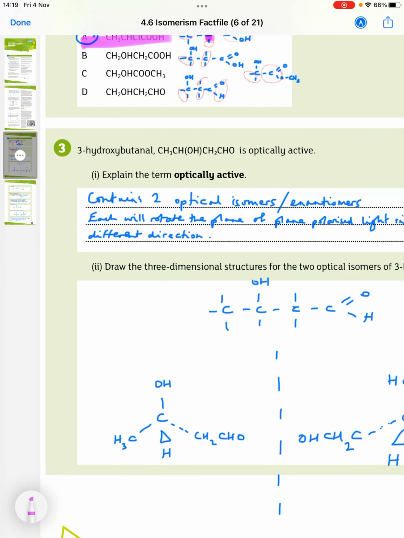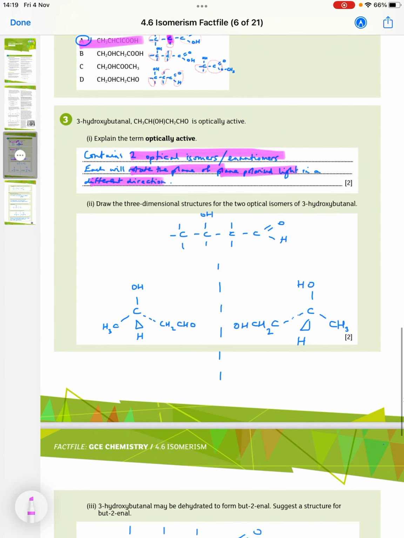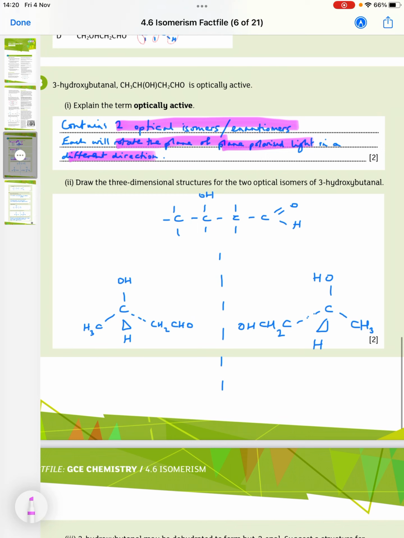Now question 3, 3-hydroxybutanol, and it gives you the formula there, is optically active. Explain the term optically active. What I've said is it contains 2 optical isomers or enantiomers, and each will rotate the plane of plane polarized light in a different direction, or you could say in opposite directions. And draw the 3-dimensional structures for the 2 optical isomers of 3-hydroxybutanol.